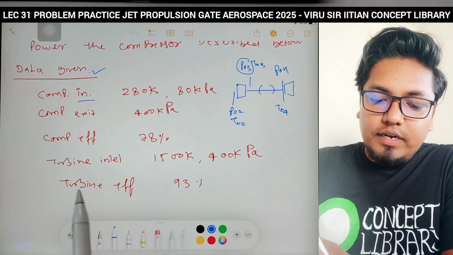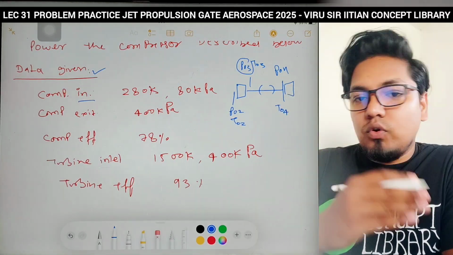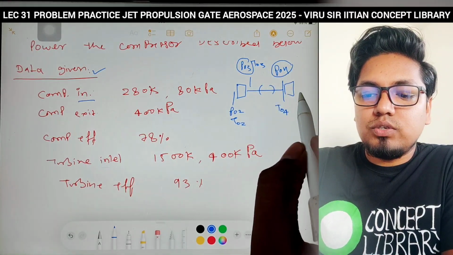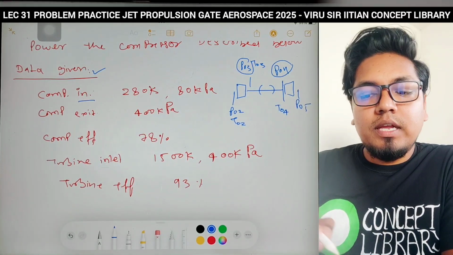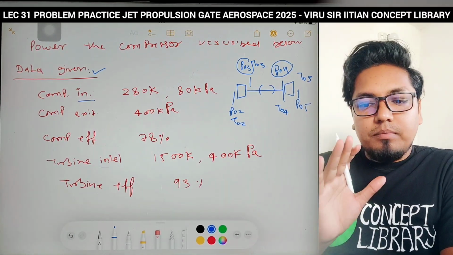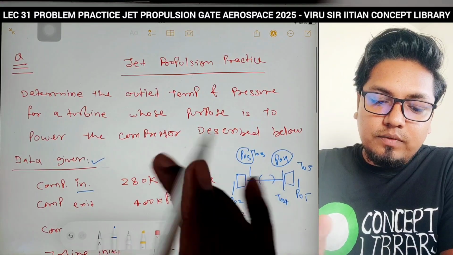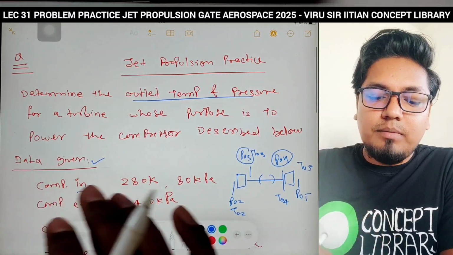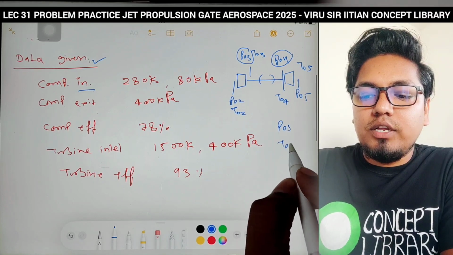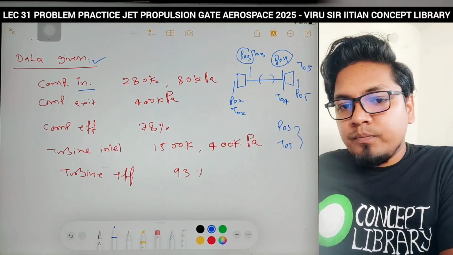Then when the flow passes through the turbine, because of expansion the pressure will decrease, so we'll have P05 pressure and T05 temperature. So this is our nomenclature, and what they are asking, determine the outlet temperature and pressure for a turbine, means our job is to calculate P05 and T05. These both data we have to calculate.